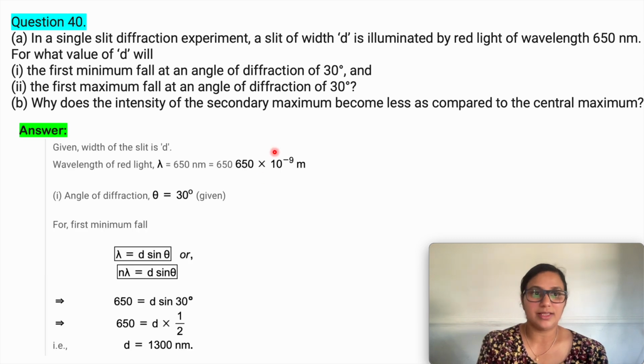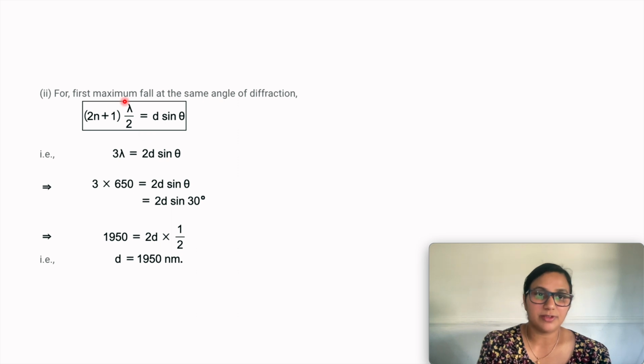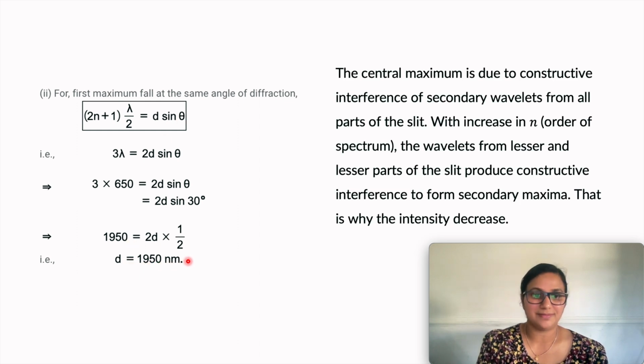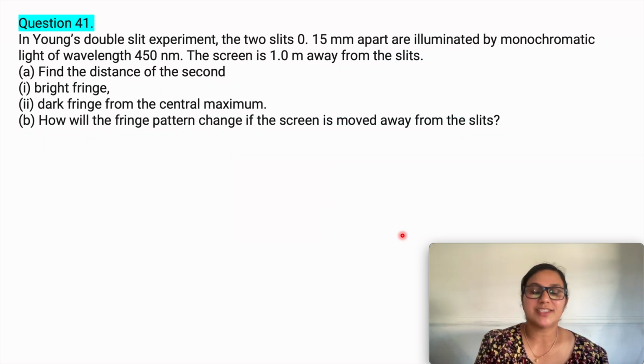Answer to first part is, first minimum fall at an angle of diffraction of 30 degree, d is equal to 1300 nanometer. Using the formula n lambda is equal to d sin theta. Similarly, calculate for the first maximum, (2n plus 1) lambda by 2 is equal to d sin theta. Then you get it as 1950 nanometer. Answer to the second part is, the central maximum is due to constructive interference of secondary wavelets from all parts of the slit.